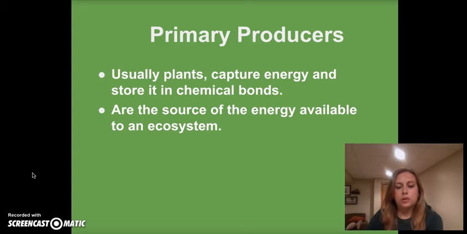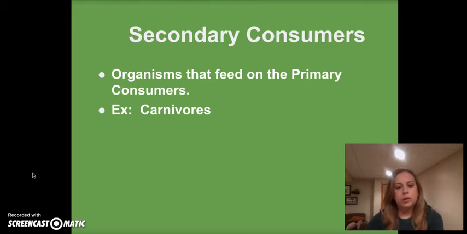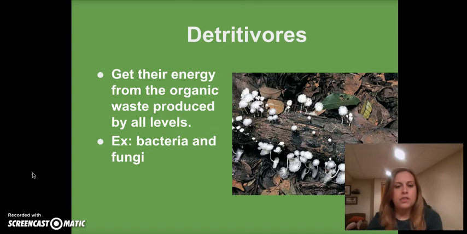So primary producers are usually plants. They capture energy and store it in chemical bonds, and these are going to be the source of energy available to an ecosystem. Then primary consumers are going to be the organisms that feed on the producers, and we call them herbivores. Next, we've got secondary consumers, and these are going to be the organisms that feed on the primary consumers, and so they would be carnivores. And there can actually be several layers of secondary consumers in an ecosystem. And then the detritivores, they get their energy from the organic waste that is produced by all levels. And so your example here would be bacteria and fungi, and so they help decompose and break things down.